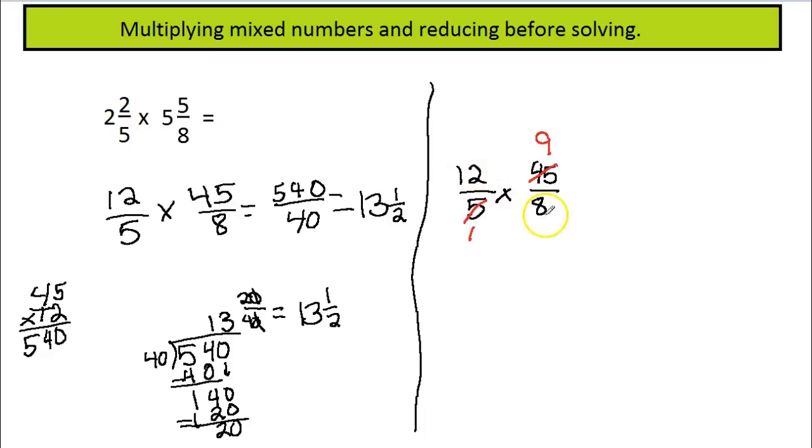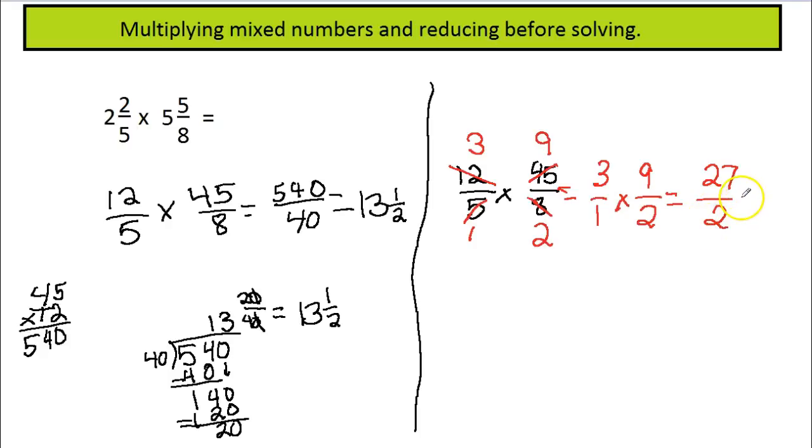In this case, we can reduce them, so we can actually make our life even easier than before. So we recognize that we can divide both of these by 4. That would be their common factor. 8 divided by 4 is 2. 12 divided by 4 is 3. So now I've changed this example to be 3 over 1 times 9 over 2. That becomes a lot easier and a lot more comfortable to solve right there. So 3 times 9 is 27, and 1 times 2 is 2.